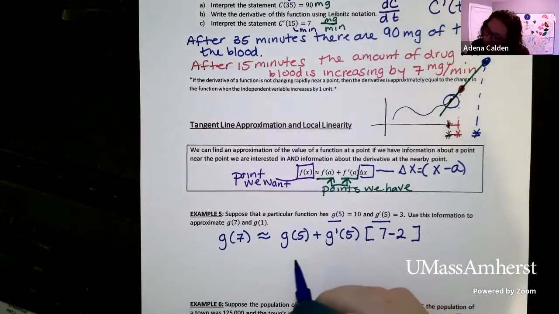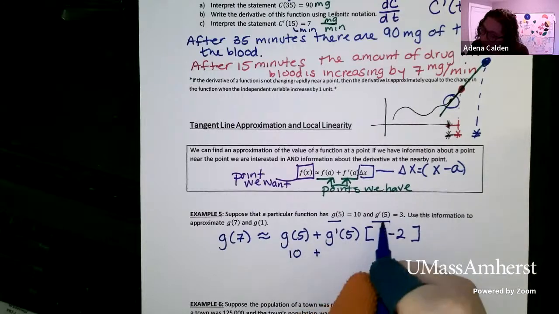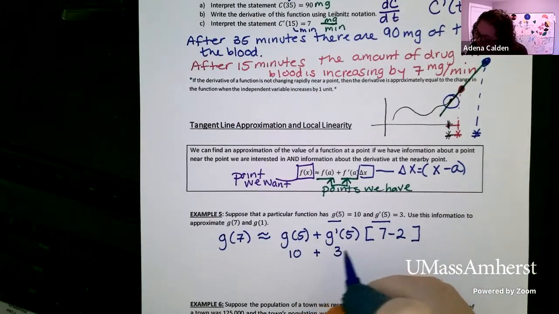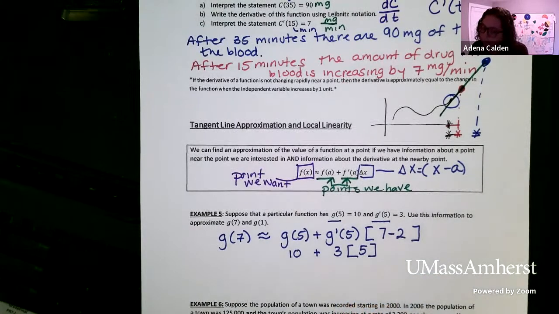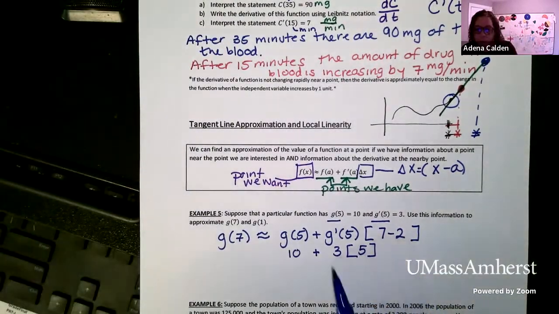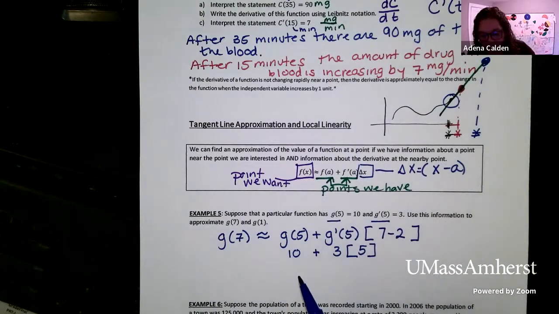Okay, so g of 5, we can plug in the value of 10. G prime of 5, we plug in the value of 3. 7 minus 2 is 5. Now we have to make sure we do our order of operations correctly here. We have to multiply these two numbers together before we add them over here.